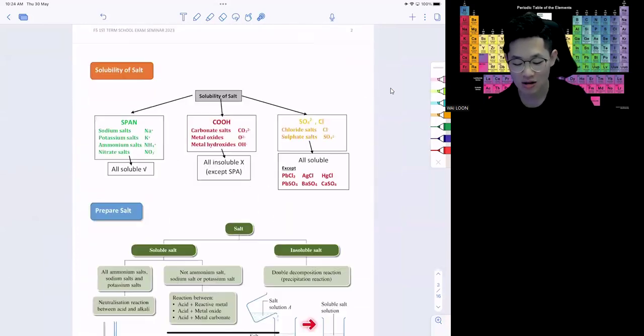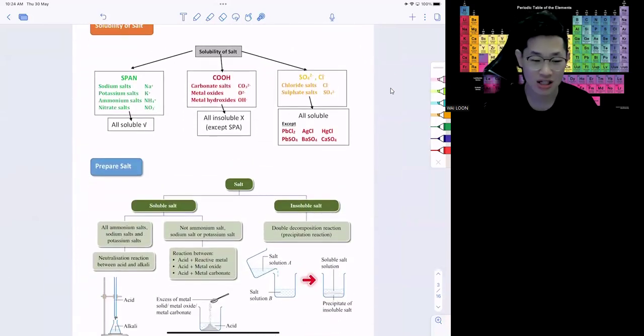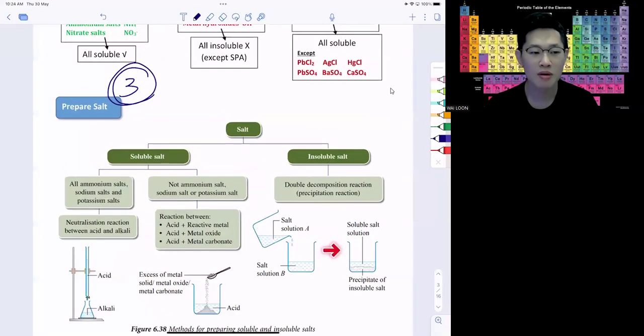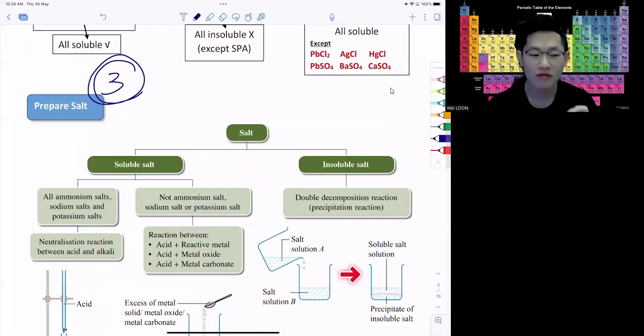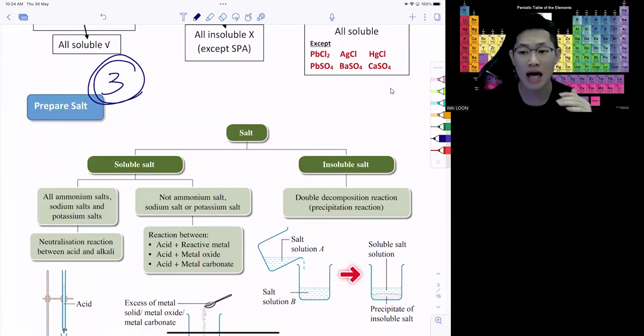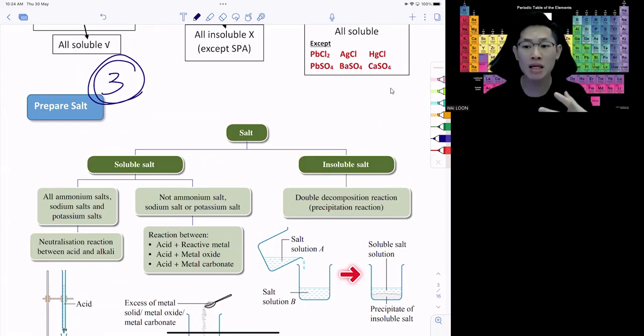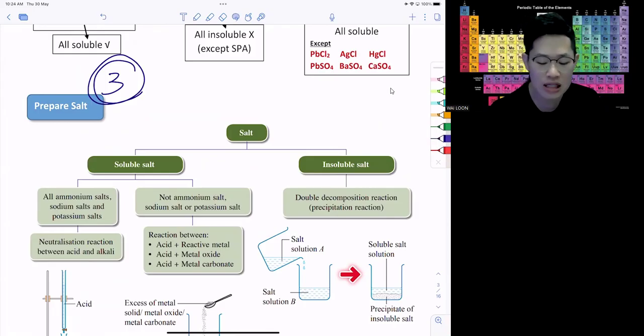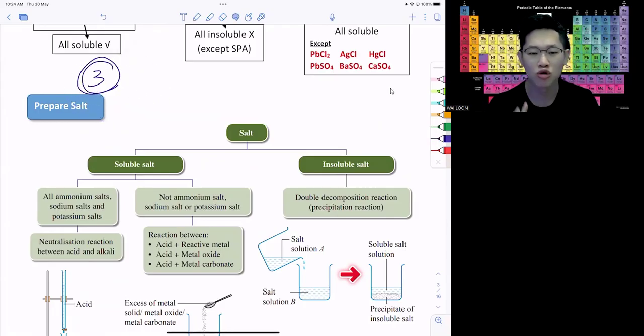Okay, so let's look at the following page, number 3. Prepare salt. In preparation of salt, most of the time it can come out in an essay and they want you to write a procedure, like, tell me how you prepare the salt. In order to give the correct answer, the procedure, the steps, how you do it, is not that important at first.